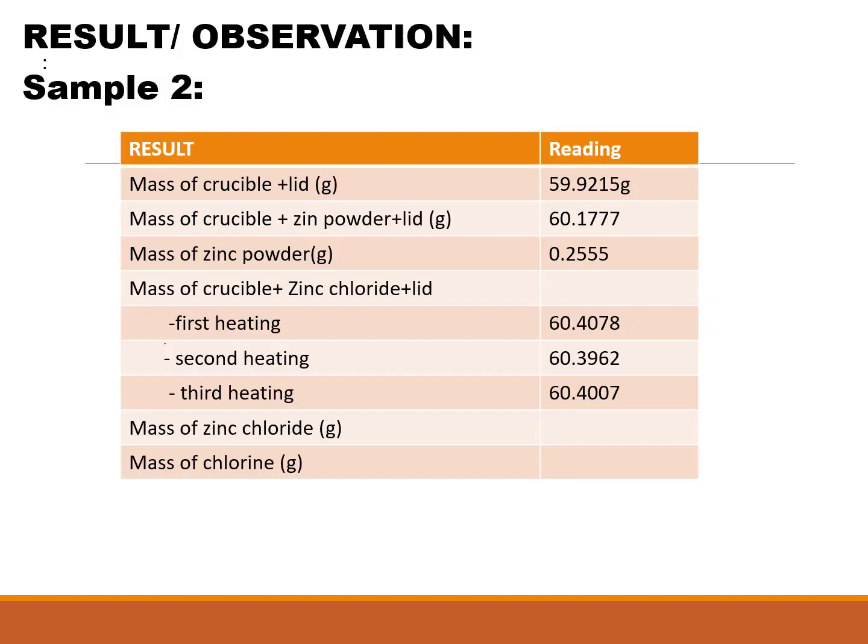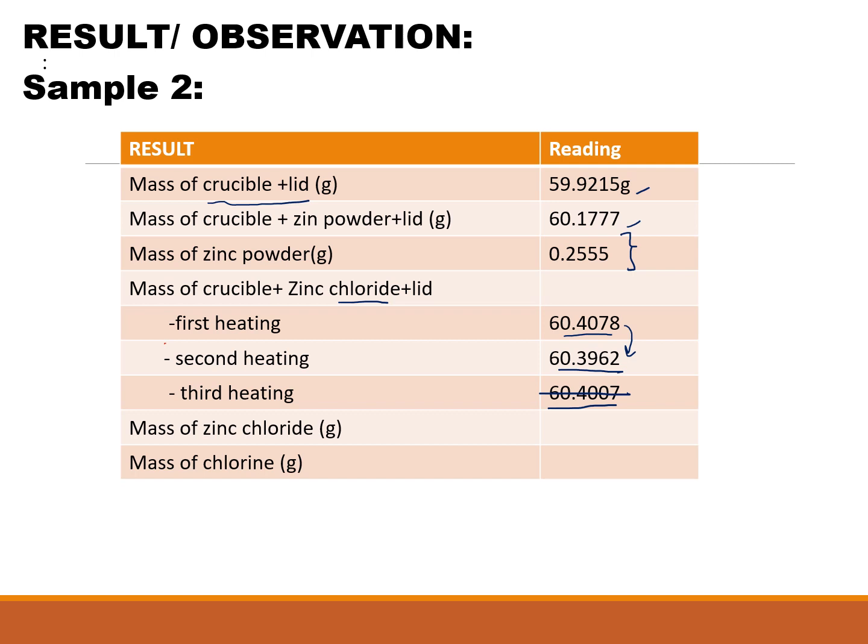This is sample 2, where it's the mass of crucible plus lid. So this is the answer. Mass of crucible plus zinc powder plus lid, and this is the mass of zinc powder. So the mass of crucible plus zinc chloride plus lid after heating: first heating 60.4078, second heating 60.3962, where it decreased, but third heating 60.4007, maybe the sample already absorbed water from the air, so the mass increased. So we cancel the third heating.